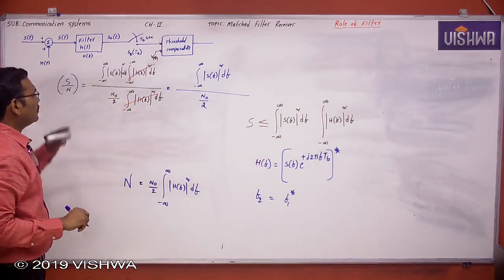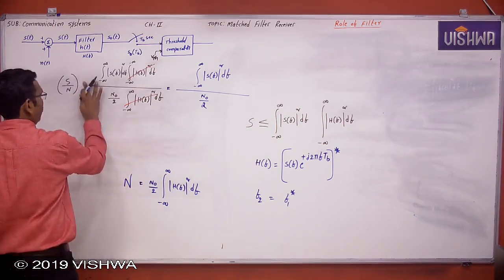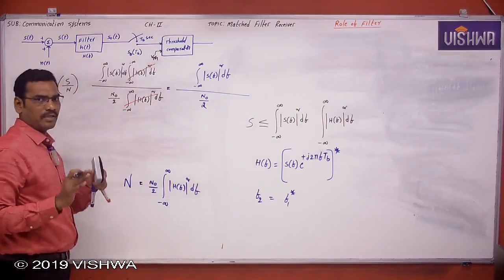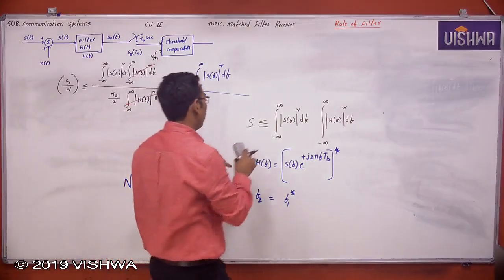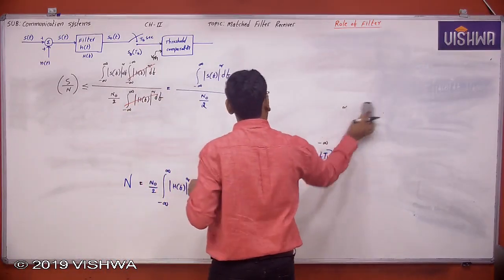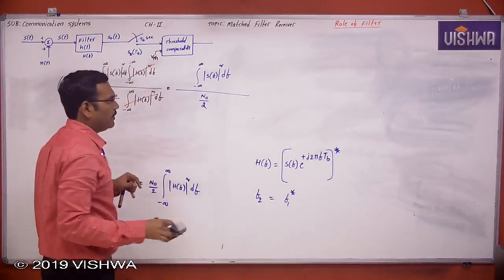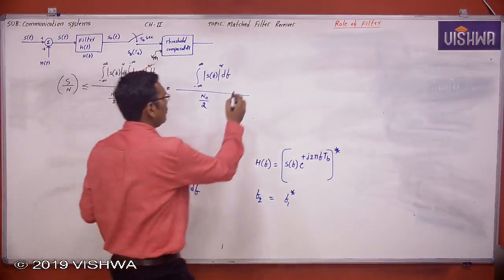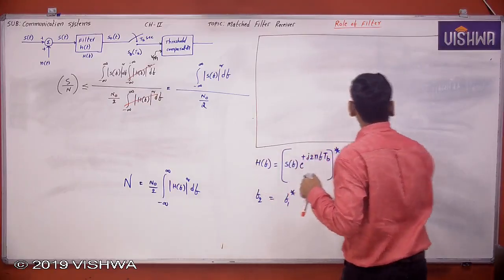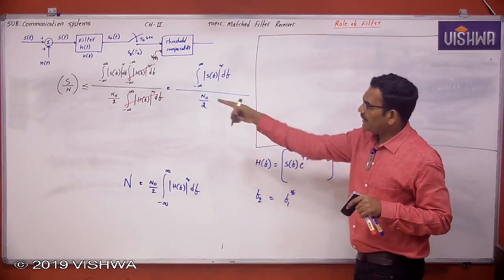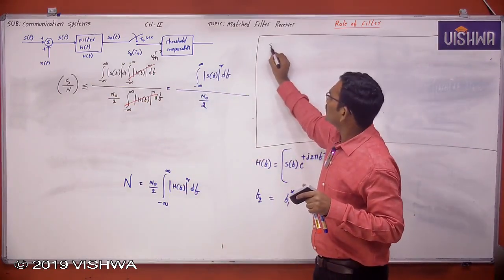This is actually less than or equal to, right? Because this is the Schwarz inequality principle, we can split the integration. Now see here, this is the signal power, this is the noise power, and this is the signal to noise ratio at the output of the filter. Now I am asking what is the maximum signal to noise ratio? Now for getting the maximum value, you tell me.